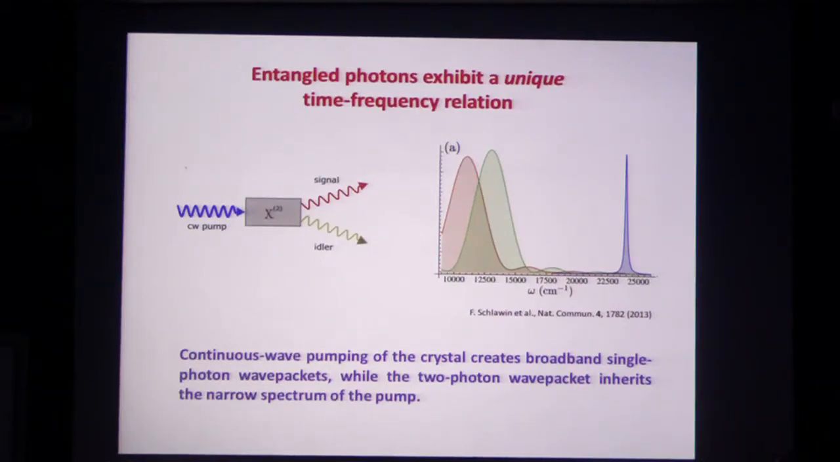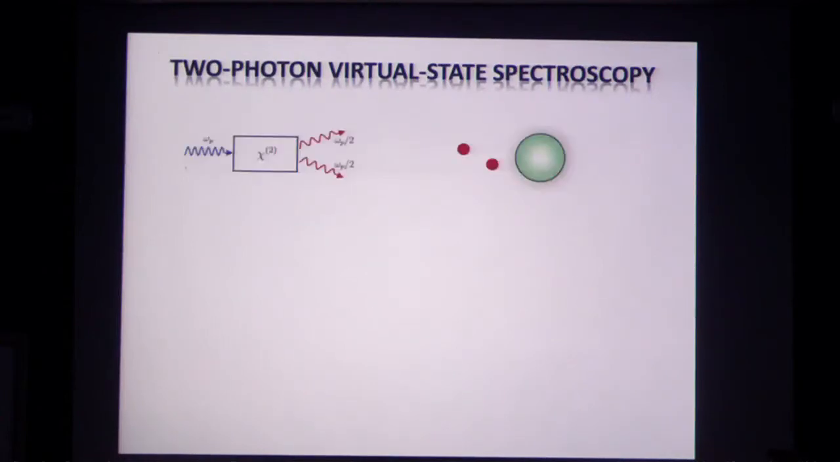states. So this is very relevant when we are interested in looking at the dynamics of excitons within a complex molecular complex. So these two properties have inspired different applications. One of them is called two-photon virtual state spectroscopy, which is the one we are doing experimentally right now. And to understand how this technique works, we have to look at the basics of the process.